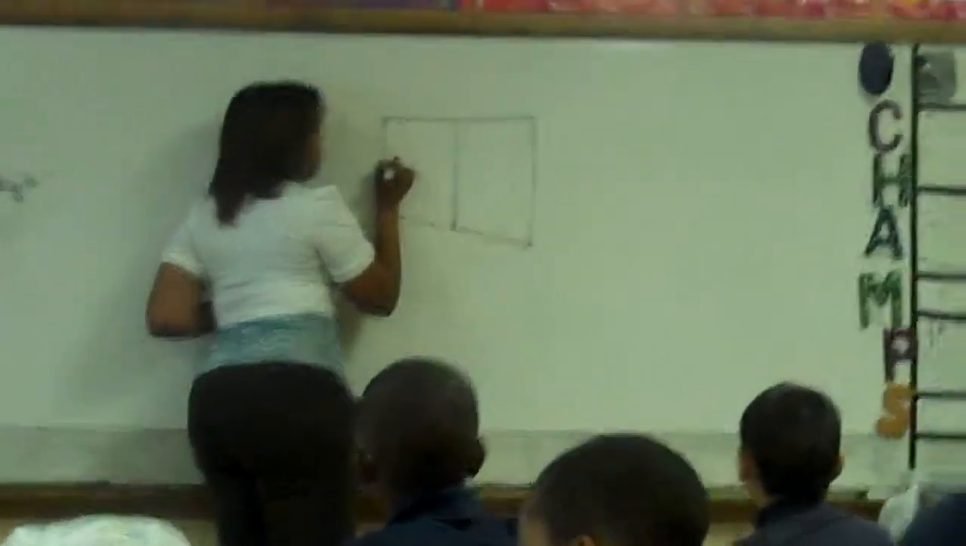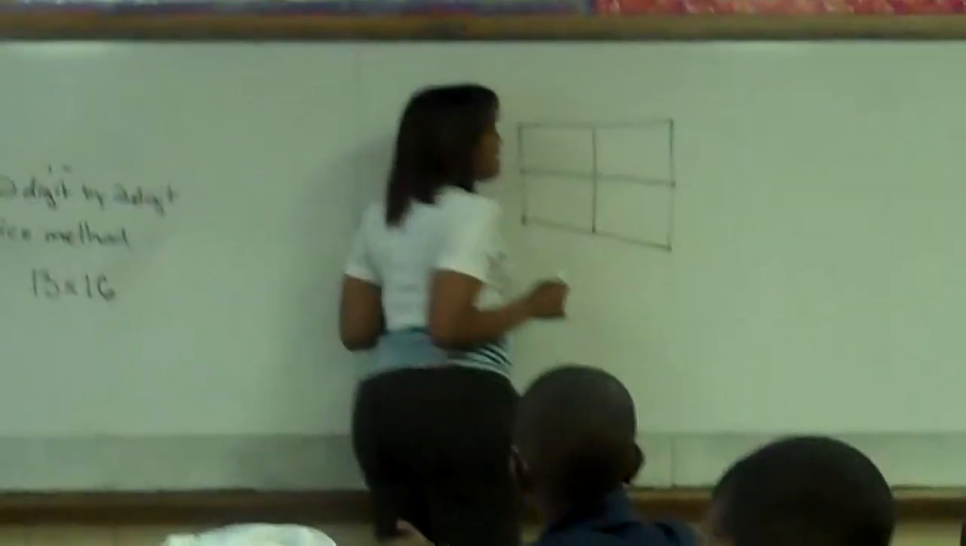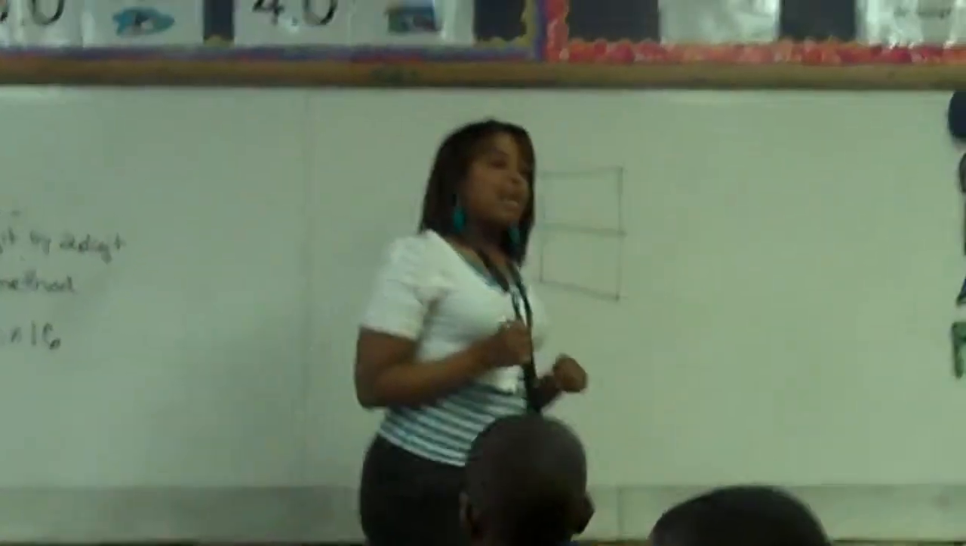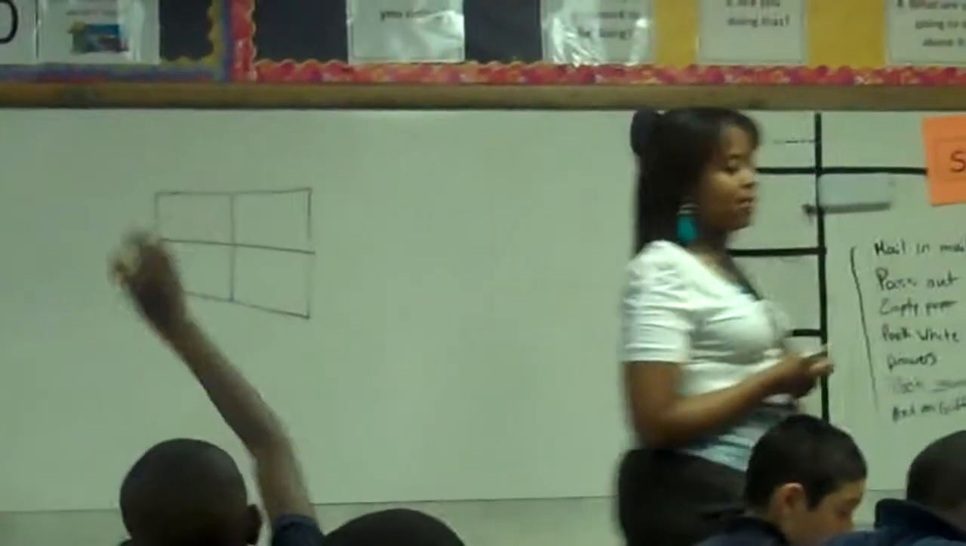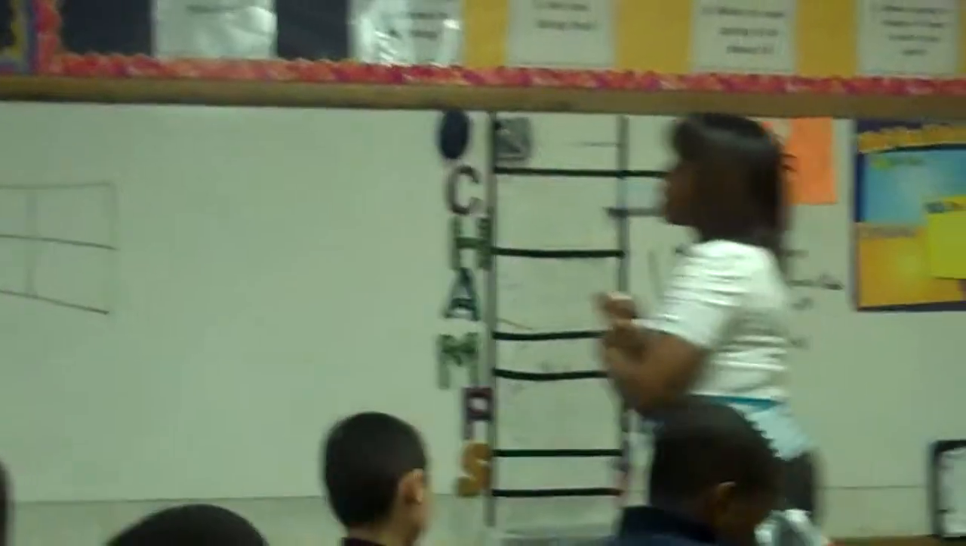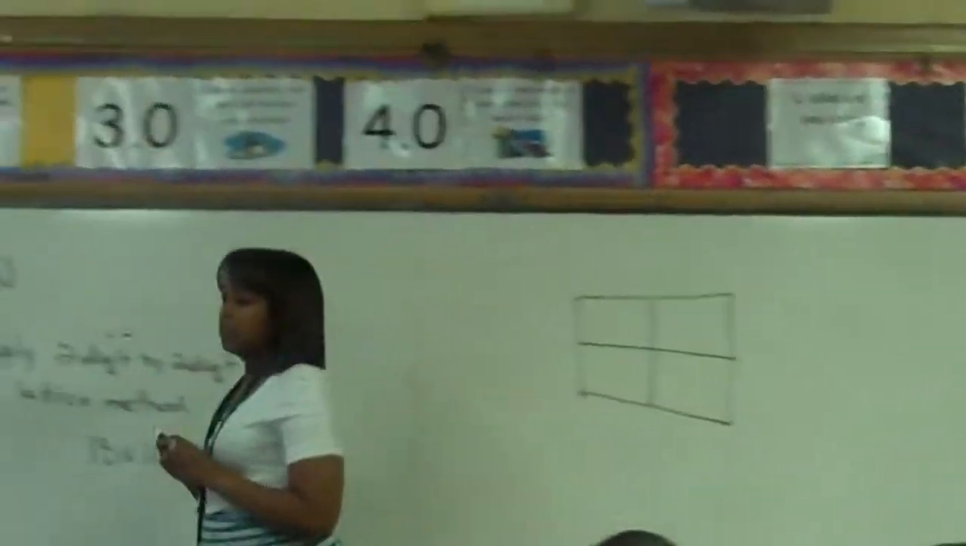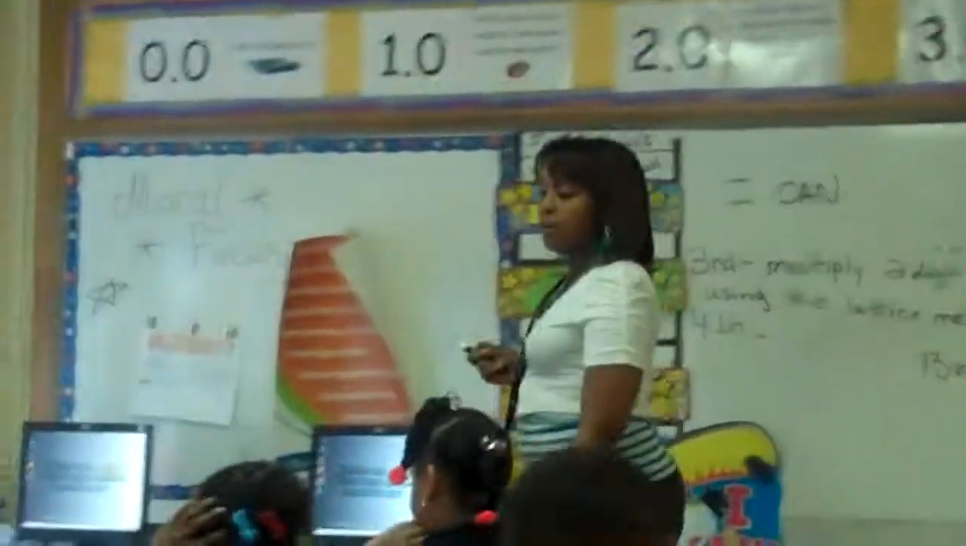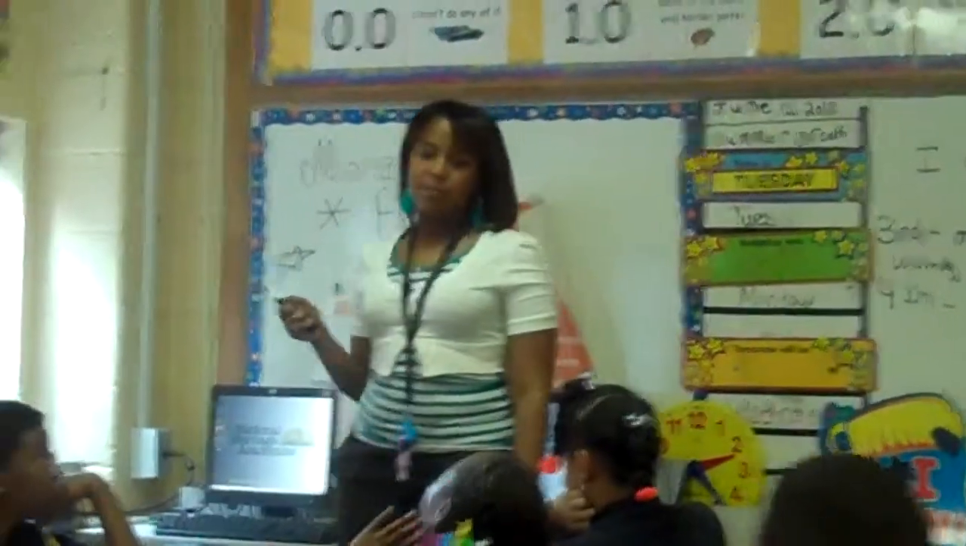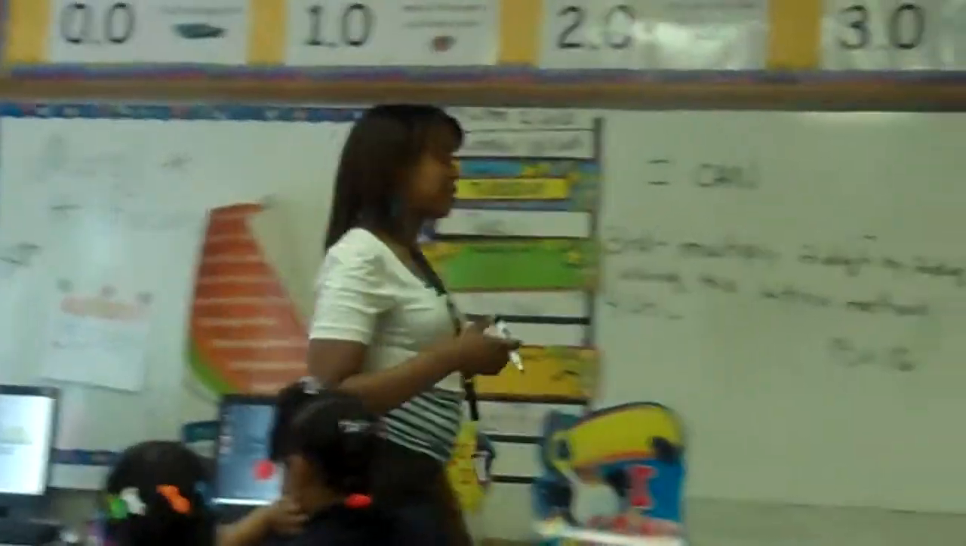Alright, and the next step, what you're going to do is put a lowercase t in the middle of it. When you put your lowercase t in the middle of it, how many squares does it make now? 4. It makes 4 squares. So we use 2 lines to divide our big square into 4 squares. Okay, I want you to get in the habit of doing this because this is going to be very important when you're doing 2 digit by 2 digit.